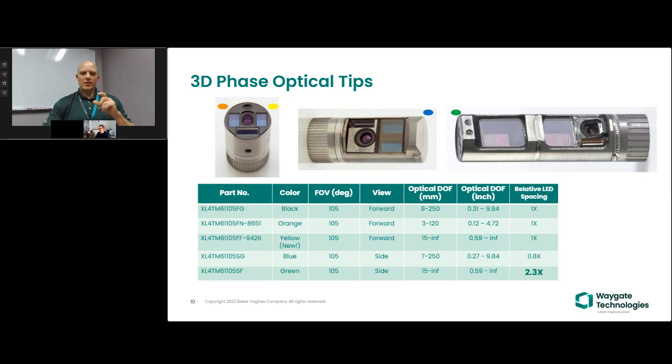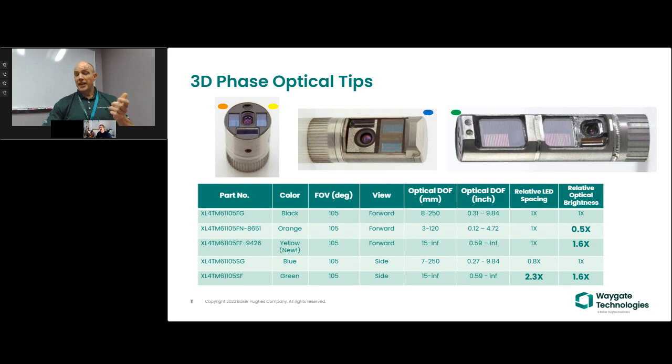So one of the biggest factors that limits the range capability of these tips is the spacing between the two groups of LEDs in the tip. If we take a look at the relative spacing between these different tips, the forward view tips are all the same, so same mechanical configuration. The side is slightly less because of the different LED orientation. And then the green tip has 2.3 times the spacing between those LEDs. And that gives it a lot longer range capability.